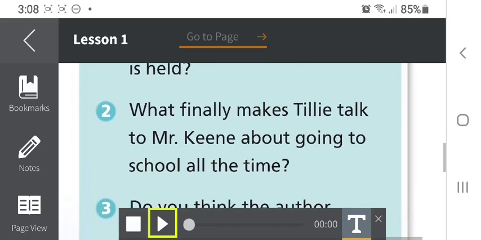2. What finally makes Tilly talk to Mr. Keen about going to school all the time? Because she felt upset. She decided to talk because she felt upset, and so did all the teachers and students, because they want to have their vacation, summer vacation. They want to learn some new things outside of the school. Like she wanted to teach her brother how to skip. She wanted to learn how to sit in a tree, and she wanted to teach her dog how to sit.